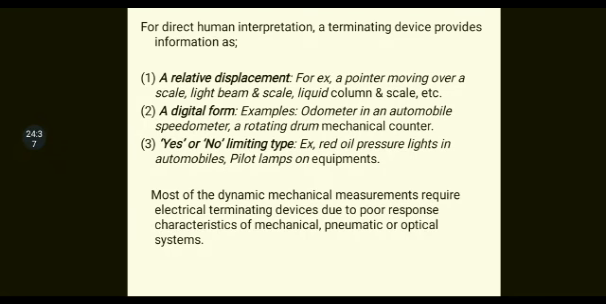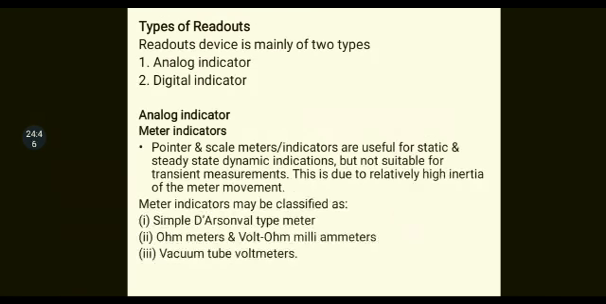Okay, so now we already understood that electrical systems are far better compared to mechanical and other devices. We try to use electrical systems as a readout or terminating device. The next topic is the types of readouts. These readout devices are mainly of two types: one is analog indicators, the other is digital indicators.